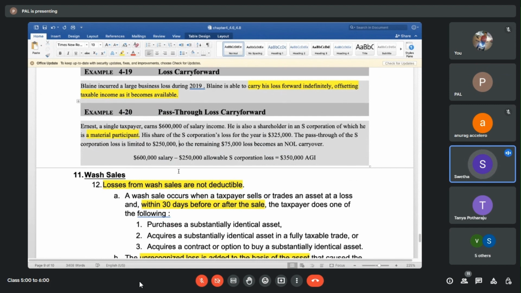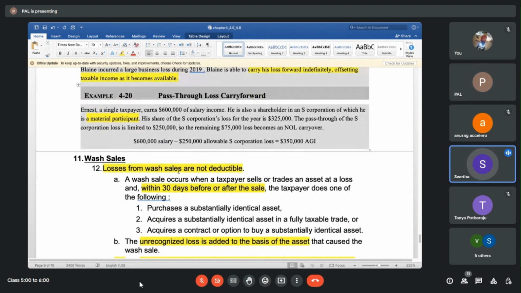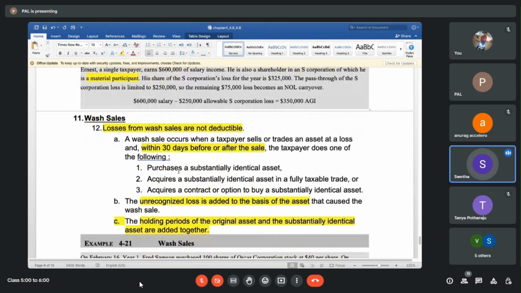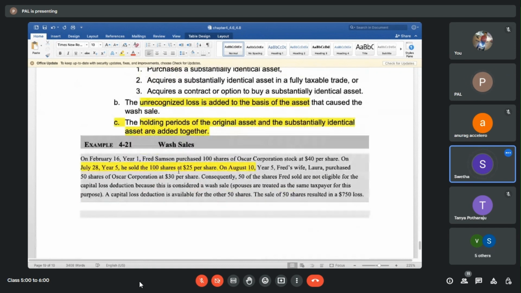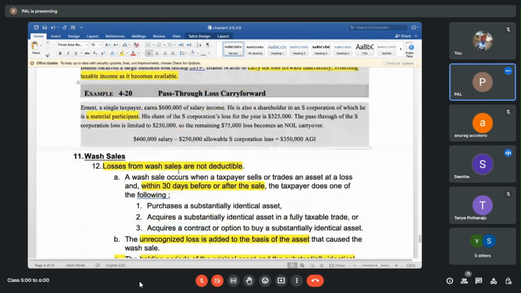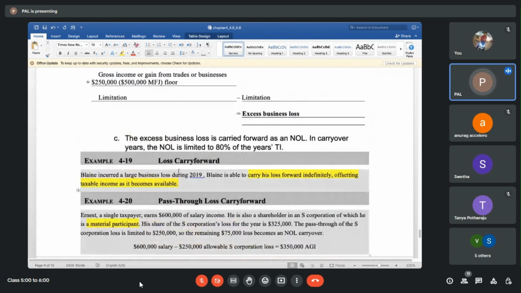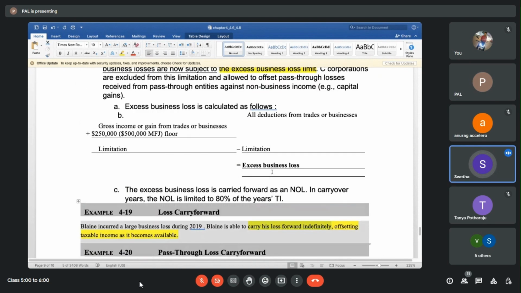Excuse me, ma'am. Yes, go ahead. Ma'am, I would ask, is this carry forward of losses for an indefinite period? Yes, they said somewhere that business losses can be carried forward indefinitely. But no number of years are limited? No, no.